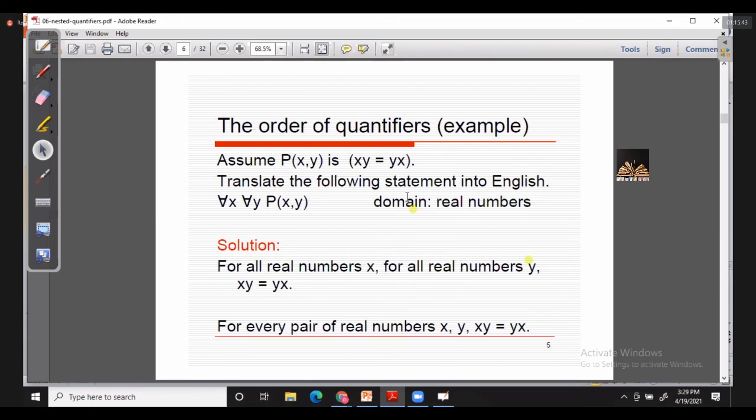Okay, the order of the quantifiers is very, very important. If both are the same quantifiers, not a problem. But if the nested quantifiers contain different quantifiers, that is different. In that case, assume p of x, y is x y equal to y x. Translate the following statement. Here, see the... Okay, one minute.